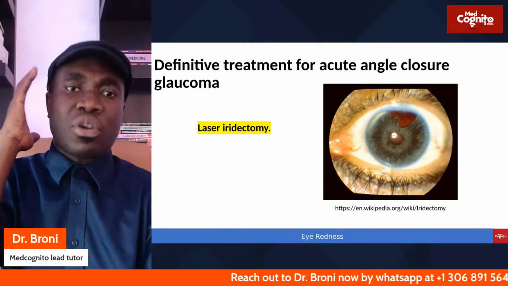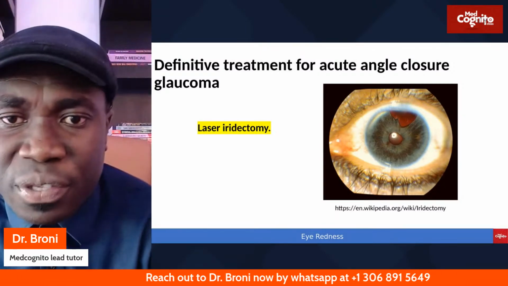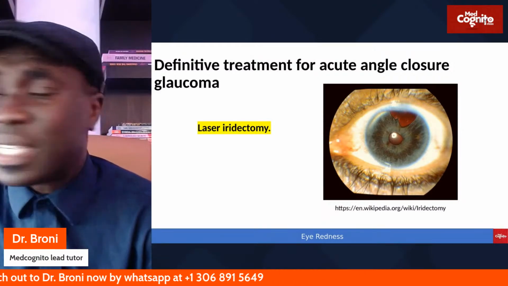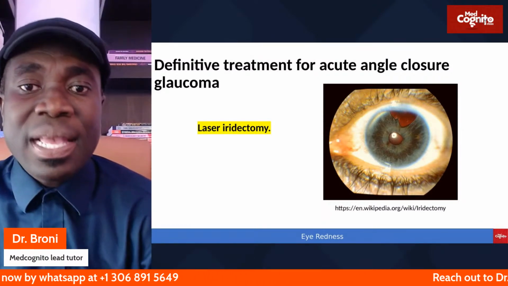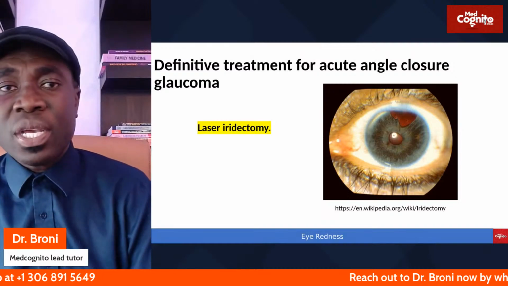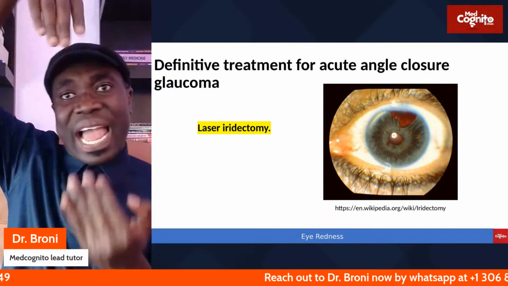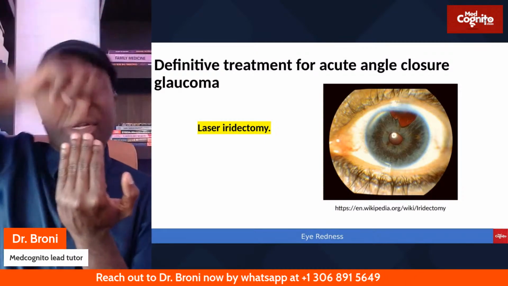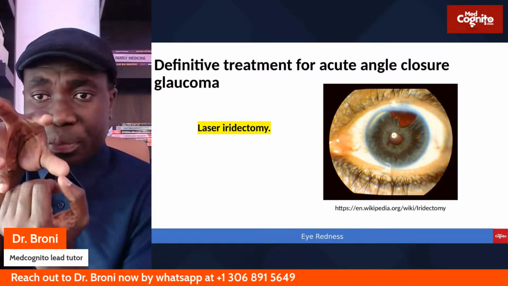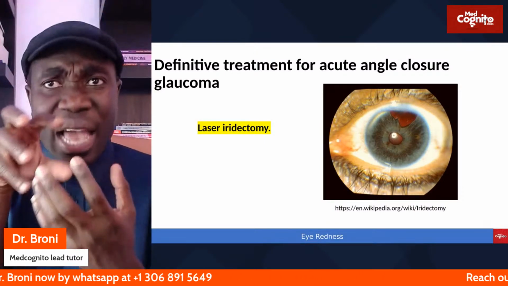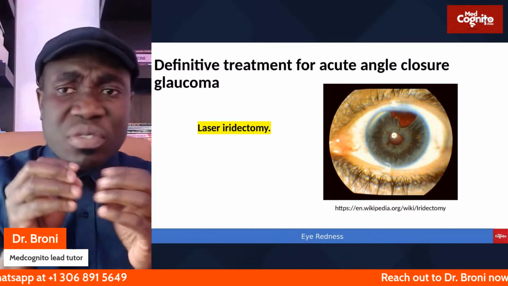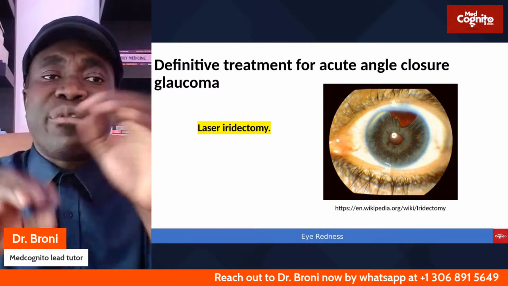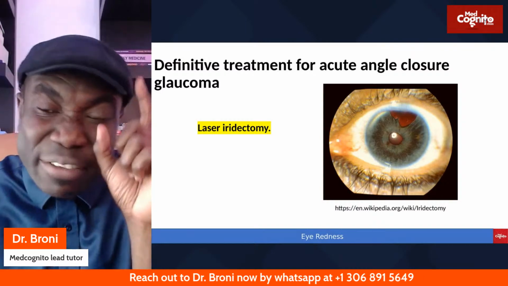Laser iridectomy. If you see the picture very well, it looks like the ophthalmologist created something up there. Remember the iris, right? The iris is the 2 things up there, one up, one down, and in between the iris is the pupil. The ophthalmologist has to create some space in the iris so that the fluid can flow. That is the definitive treatment.